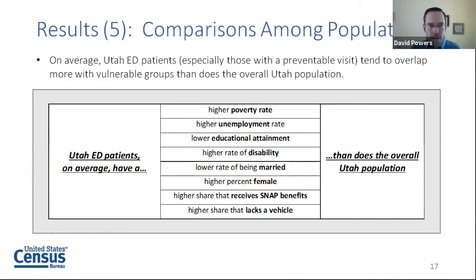So we also produce comparisons of characteristics across populations. On average, Utah patients, especially those with a preventable visit, tend to overlap more with vulnerable groups than does the overall Utah population. Specifically, Utah ED patients on average have a higher poverty rate than the overall Utah population. They tend to have a higher unemployment rate and lower educational attainment. They tend to have a higher rate of disability, a lower rate of being married, and a higher percent female.